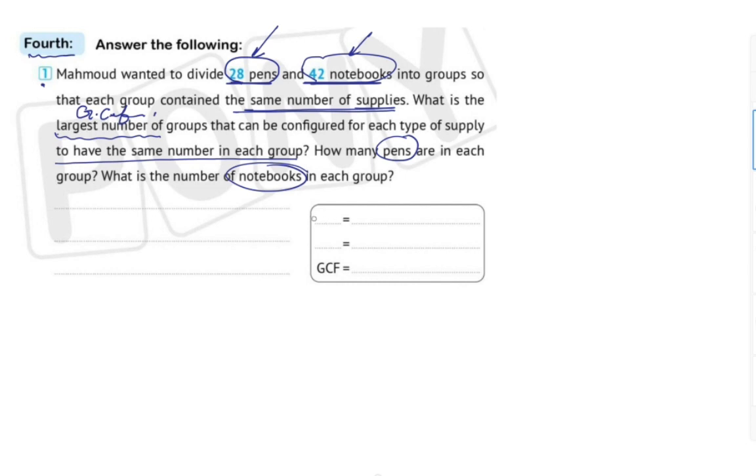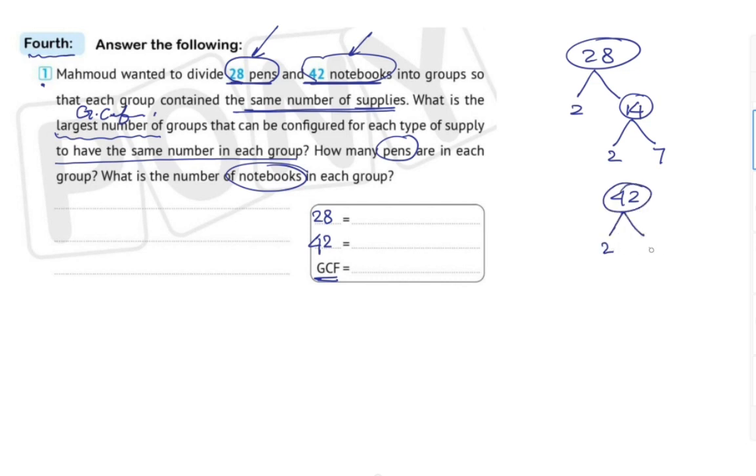Now, I will use 28 and 42 to find the GCF. Of course, to find the GCF, first I will do the prime factorization of these two numbers. Let's start with 28. 28 is 2 times 14. 2 is prime, but 14, I can write as 2 times 7. 2 and 7 are all prime numbers. Finished. Let's go to 42.